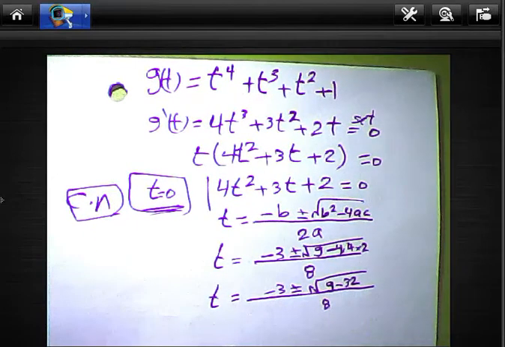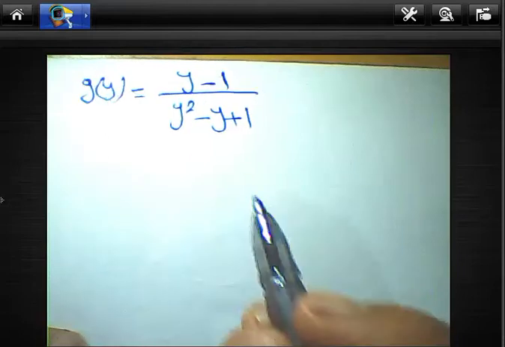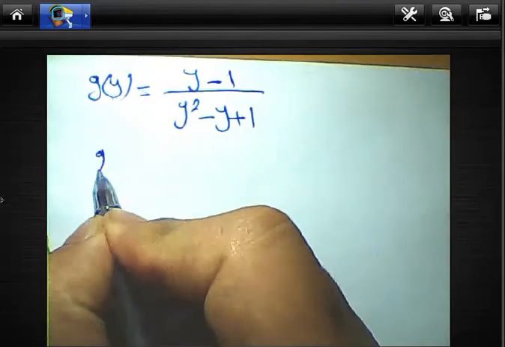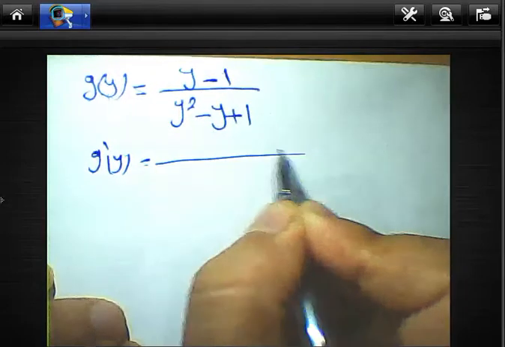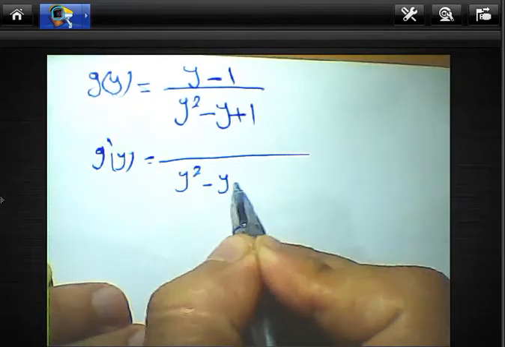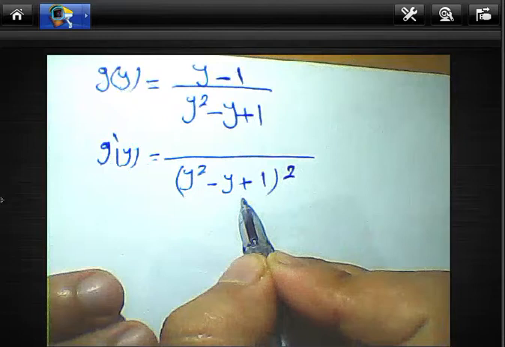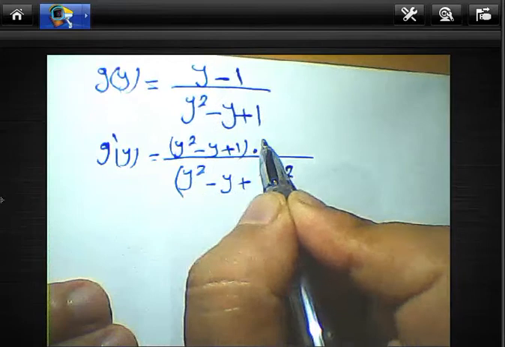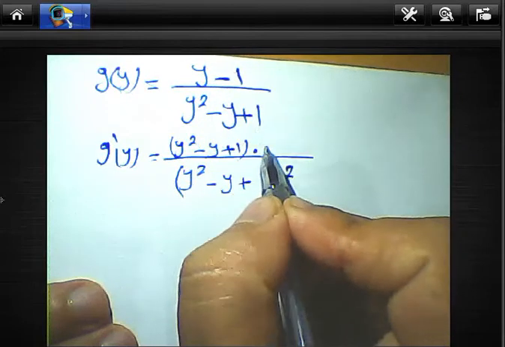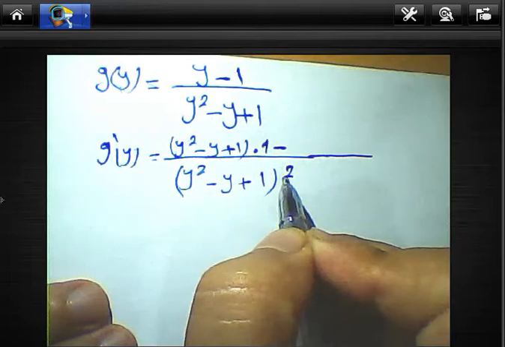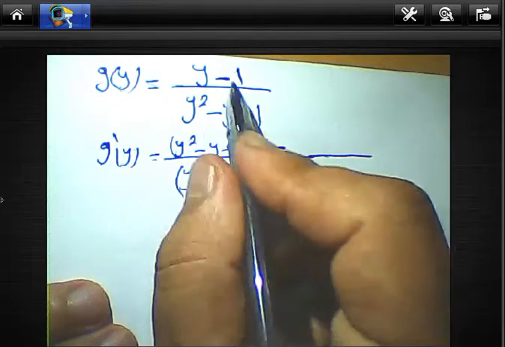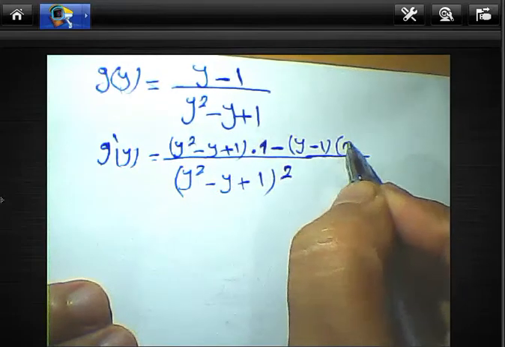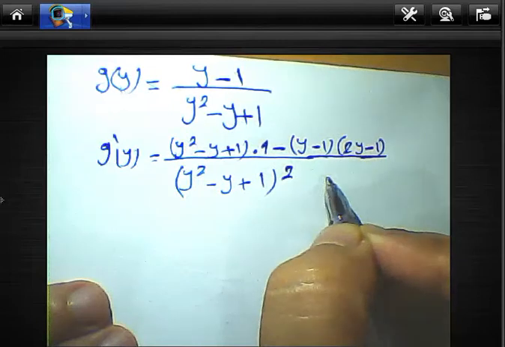It's the critical number, okay? Another example, we want to find the critical number about this function. First, you must find y dash about this function. G dash of y, well, we can write this denominator power 2, y power 2 subtract y plus 1, over power 2, and then write this denominator here, y power 2 subtract y plus 1, multiplied by the derivative of the numerator, which will be 1, subtract, we can write what? We can write the numerator here, multiplied by the derivative of the denominator, which will be 2y subtract 1.